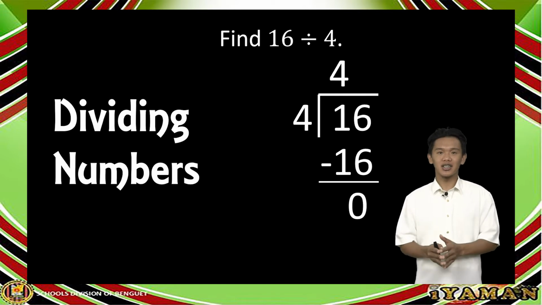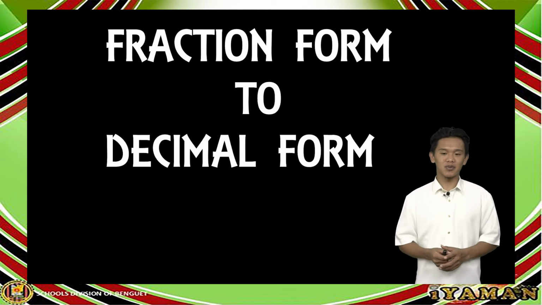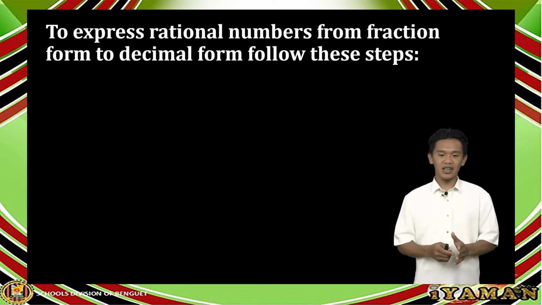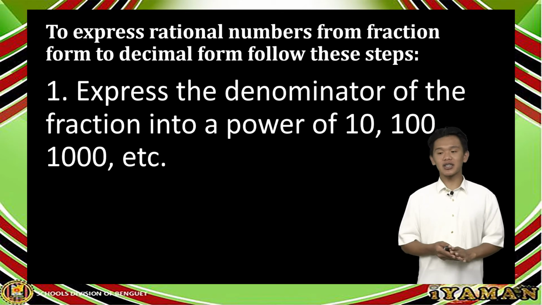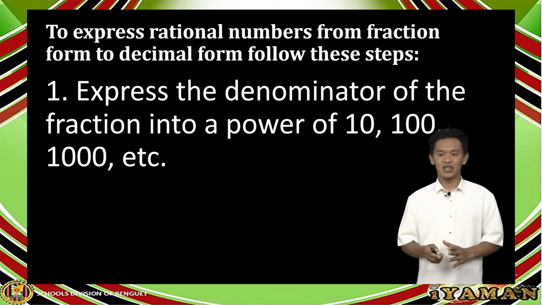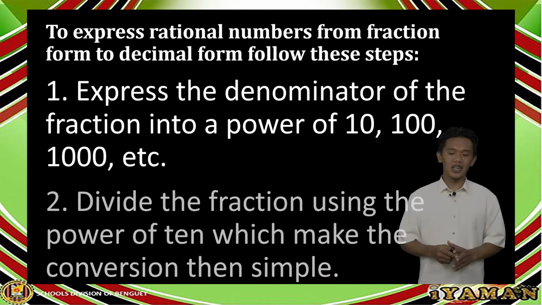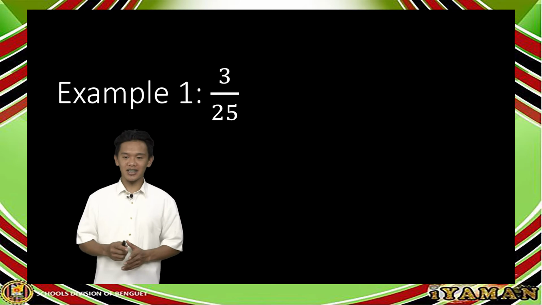It's quite easy, right? But to come up with the answer, we need to express rational numbers from fraction form to decimal form. And in expressing rational numbers from fraction form to decimal form, we have steps to follow. First step, express the denominator of the fraction as a power of 10, 100, 1000, etc. Next, divide the fraction using the power of 10, which makes the conversion simple. It's quite easy. So let's have an example.